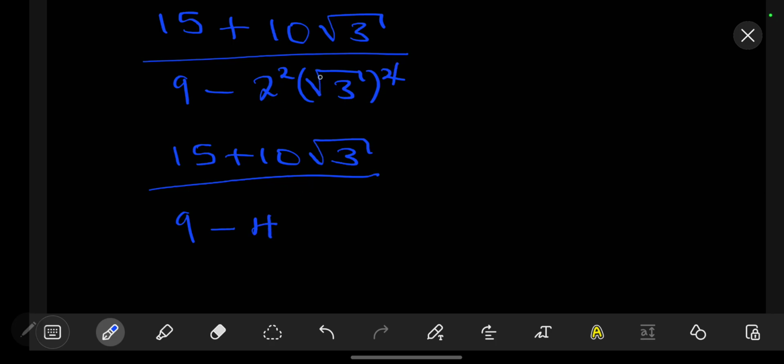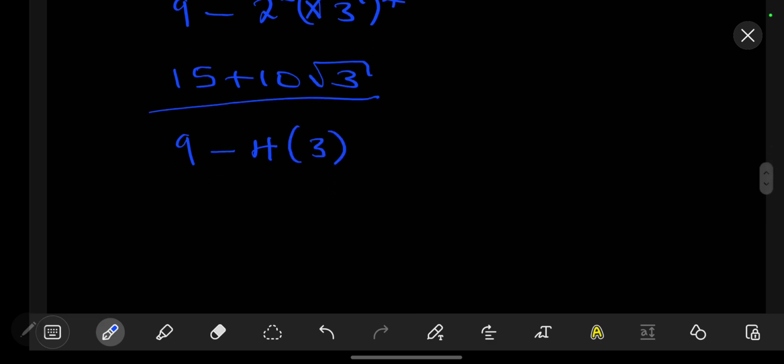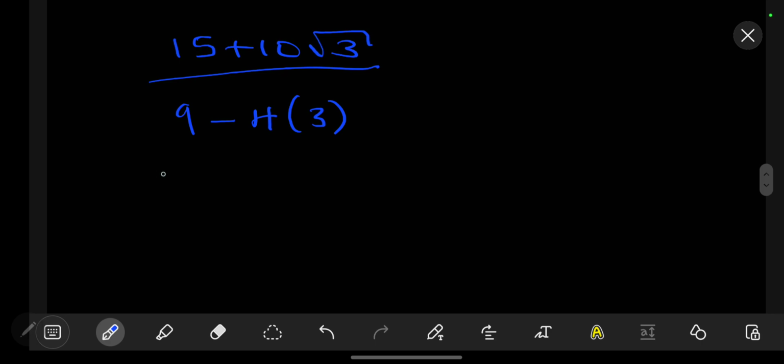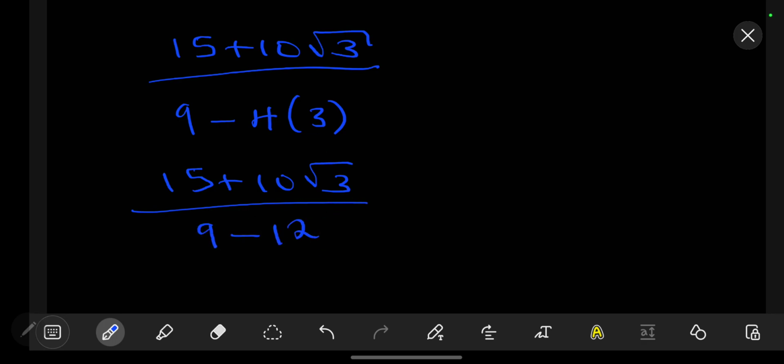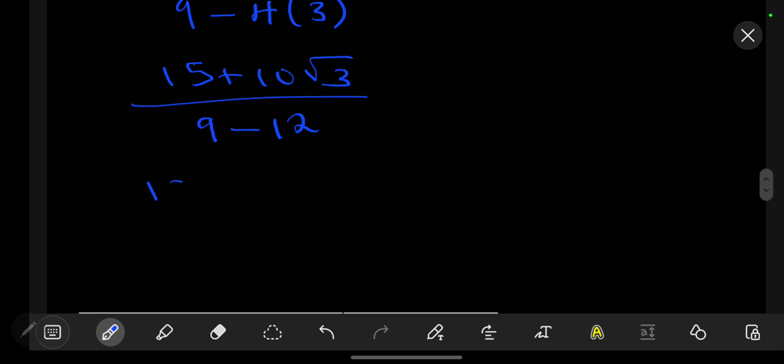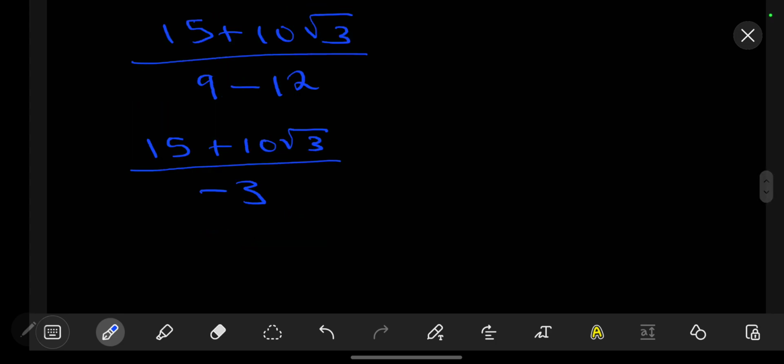Then this one and this one will cancel. So we are going to have a 3 here. Then what we are remaining with is 15 plus 10 square root of 3 over 9 minus 4 by 3, which gives us a 12. So we are going to have 15 plus 10 square root of 3 over 9 minus 12. This gives us a negative 3 like that.